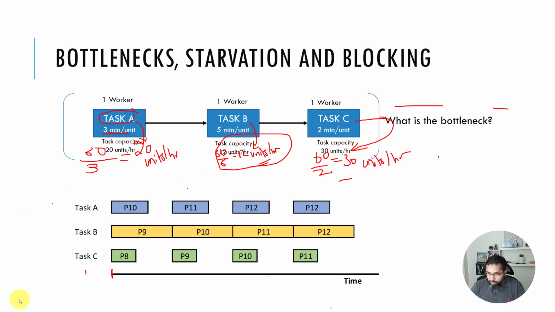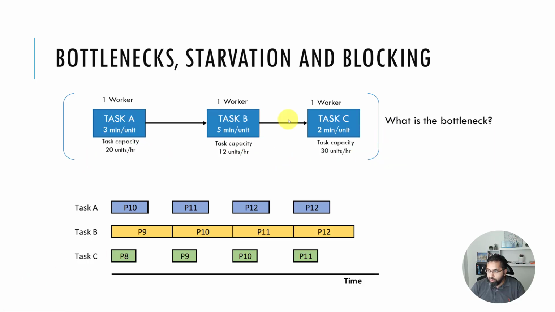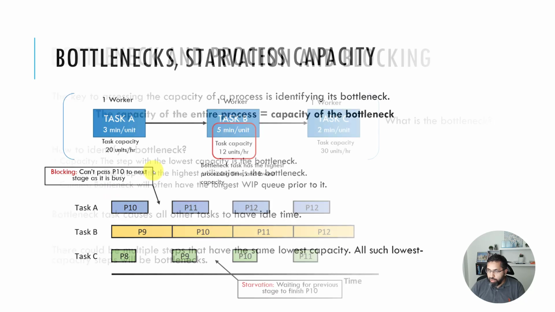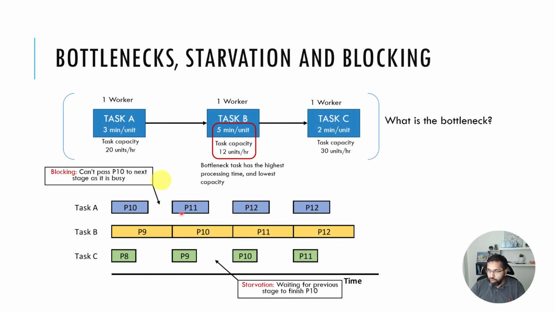Okay, so let me... Okay, so you can see the capacities here. And let me identify the bottleneck. We did already, task B. Highest processing time, lowest capacity. Okay, blocking illustrated, starvation illustrated, and hopefully you understood the ideas on this slide.